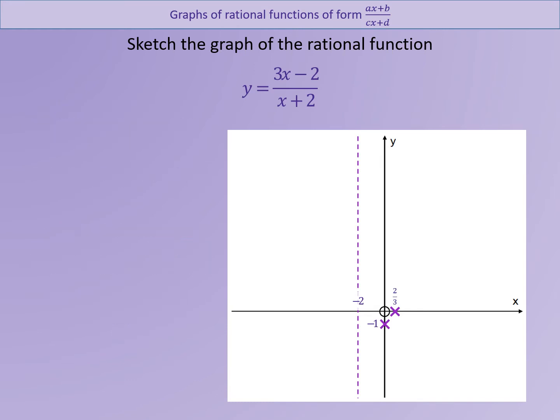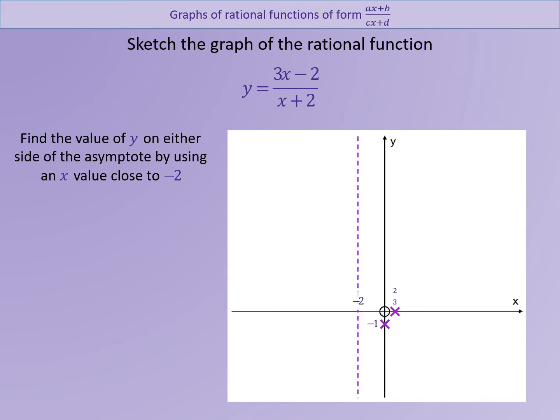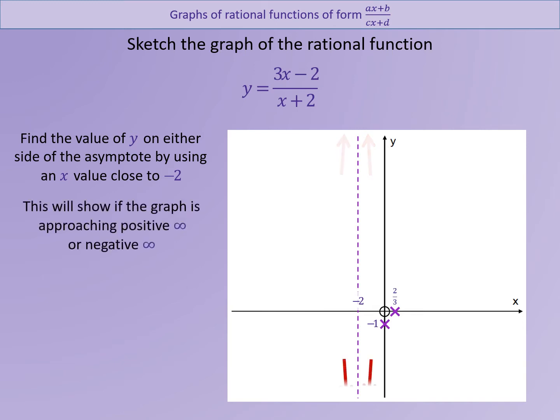Now we have the asymptote, we need to work out what is happening with the graph either side of this line. So we're going to approach the minus 2 here from the right hand side and from the left hand side to decide what is happening with that graph. So the idea is that if we choose a value of x that is very close to minus 2 and substitute it into our function, we'll work out whether the graph is approaching positive infinity or negative infinity.